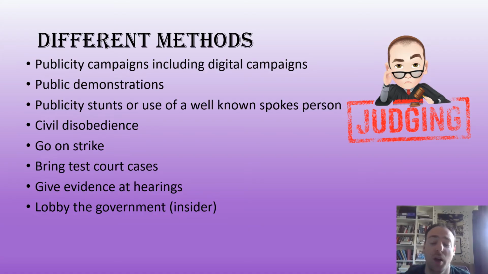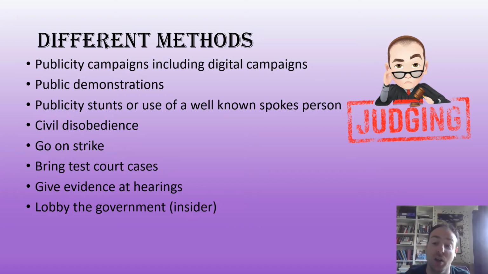One of the other things that pressure groups might do is they might go on strike. It's particularly useful to trade unions. So if they're not getting anywhere with negotiations with the government, they go on strike, and they can use that method. Pressure groups might take cases to court, particularly big test cases. That's a good way of generating publicity and getting the law changed.